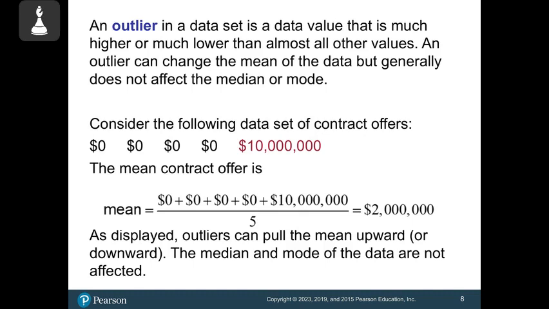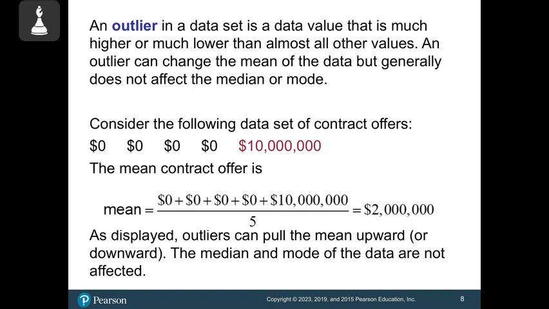And what's going to happen is if you put that in your calculation for the mean, it is greatly going to impact your mean. It doesn't affect your median or your mode, but it does impact your mean. So let's talk about it here.